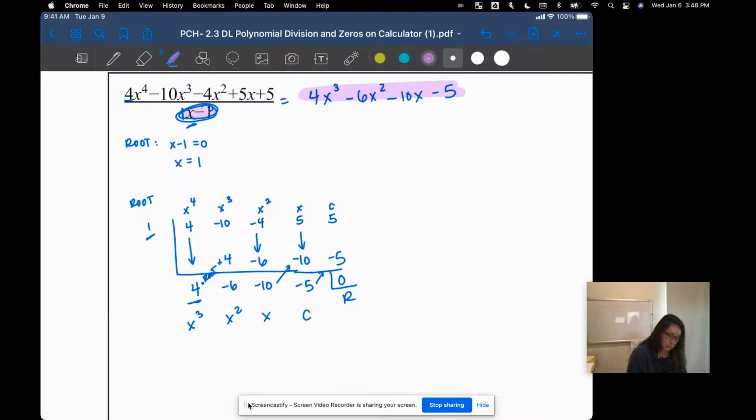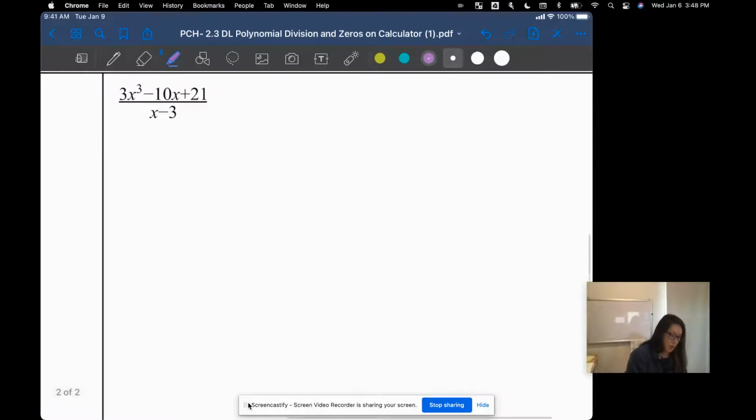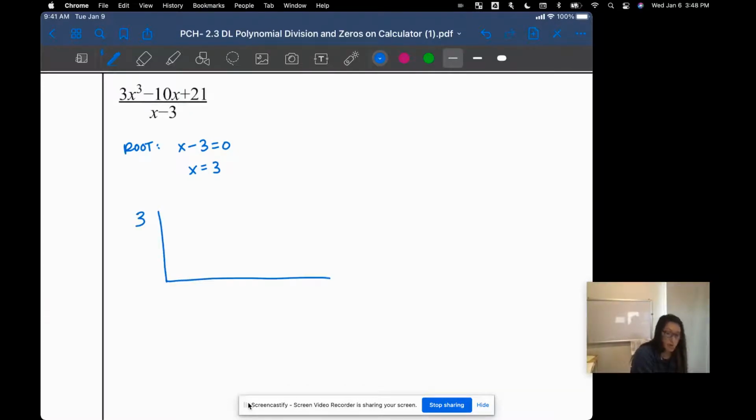All right, let's do another one. So 3x cubed minus 10x plus 21 divided by 3x minus 3. So my root of x minus 3, I set that equal to 0, and I see that x is equal to 3, so the root is 3. So I put that on the outside. On the inside goes the coefficient of x cubed, x squared, x, and the constant.